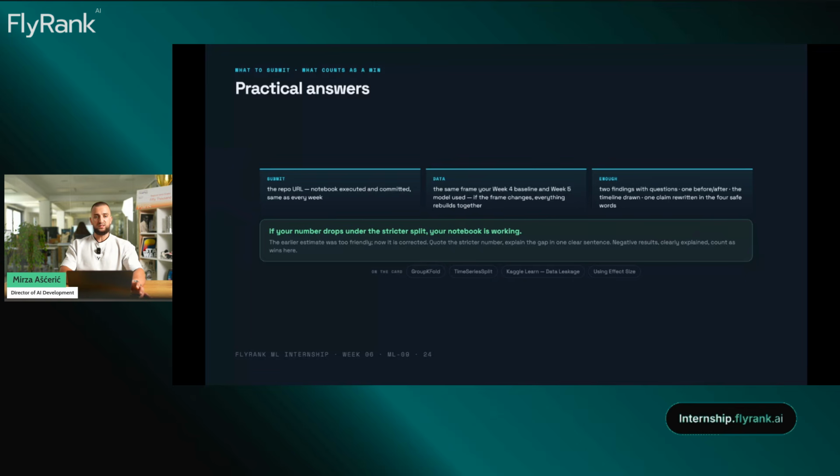How much work is enough? So 2 findings with questions, 1 before and after check, the list of checks with a timeline, and 1 main idea written with the 4 safe words. More work is fine, but not mandatory. And don't worry if your numbers look worse when you check them in a stricter way. That actually means your work is doing what it's supposed to do. It means your first guess was too hopeful and now it's more correct. So write down the stricter number and explain why it changed in 1 clear sentence.